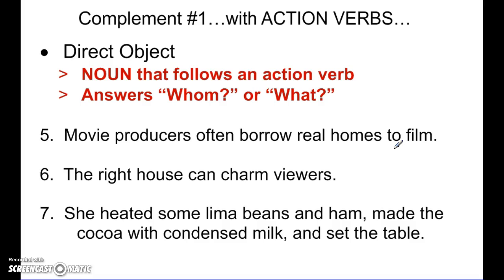To can also be used as an infinitive. So I want to see if the word after to is a verb or a noun. And film, in this case, the way it's being used, is a verb.